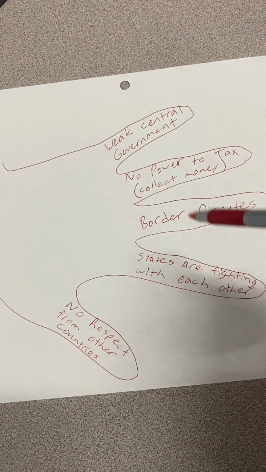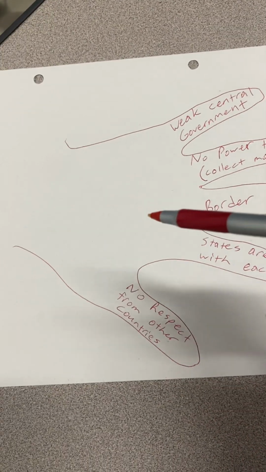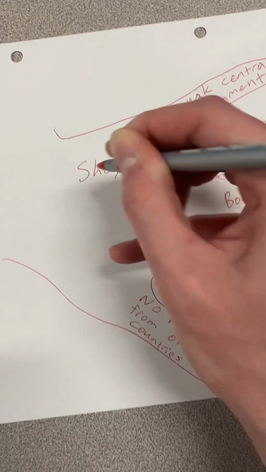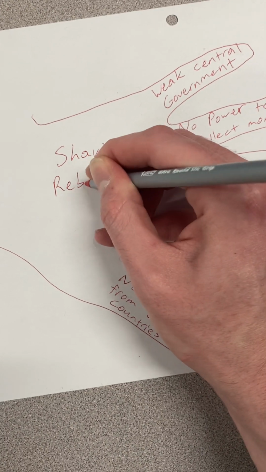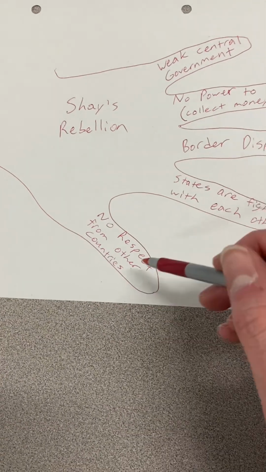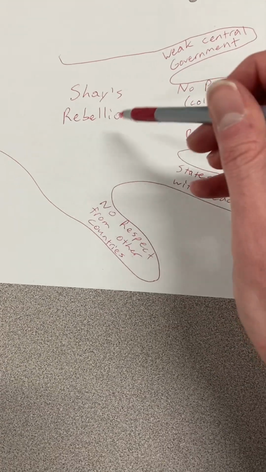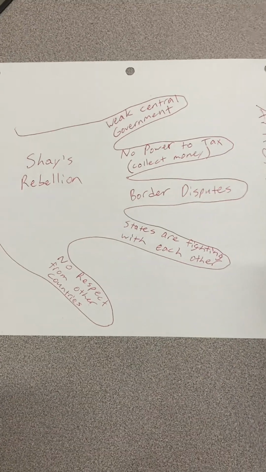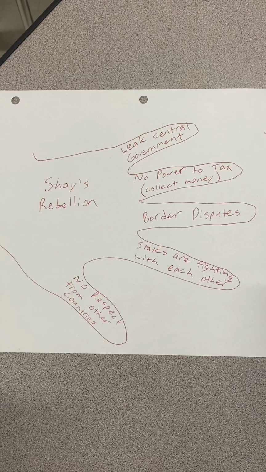So all 5 of these weaknesses led to something called Shays' Rebellion. Shays' Rebellion, which we have also discussed in class. So due to all these weaknesses and the culminating event, Shays' Rebellion, it caused us to draft a new constitution, which we have continued to learn about in class.